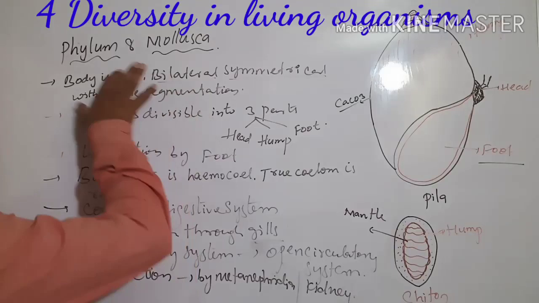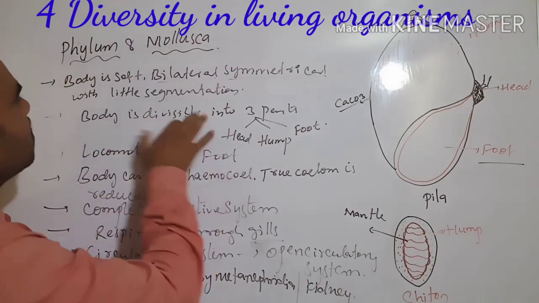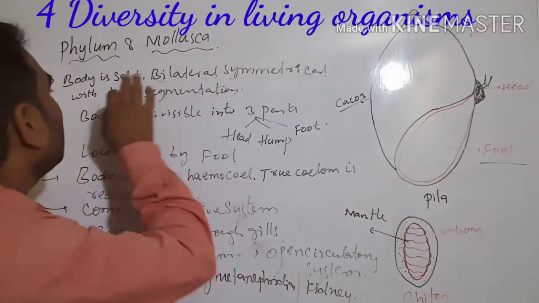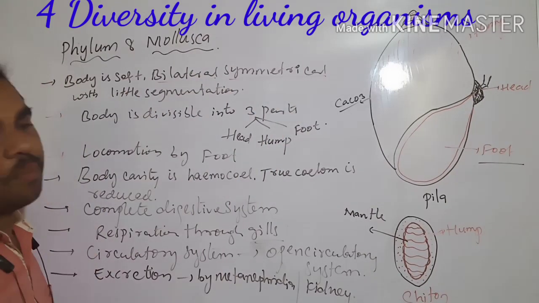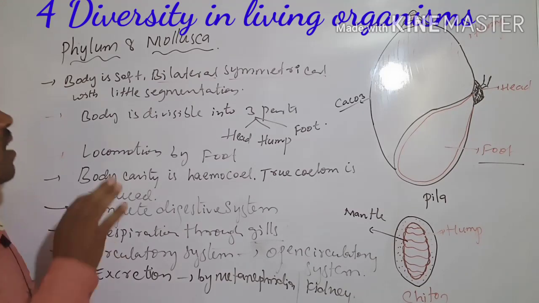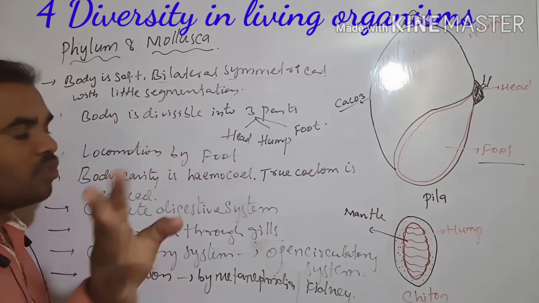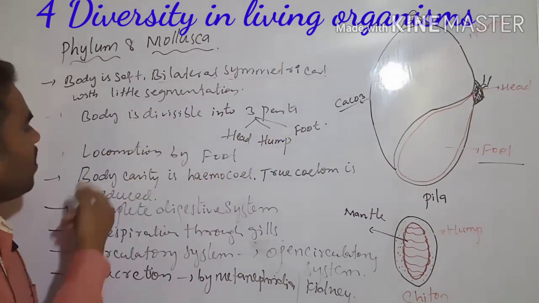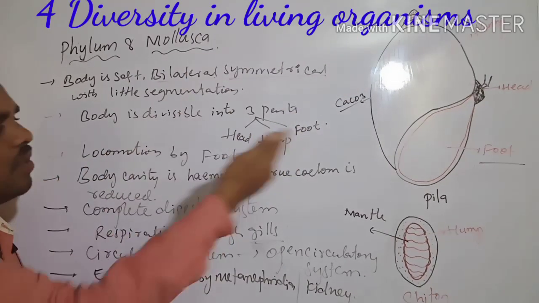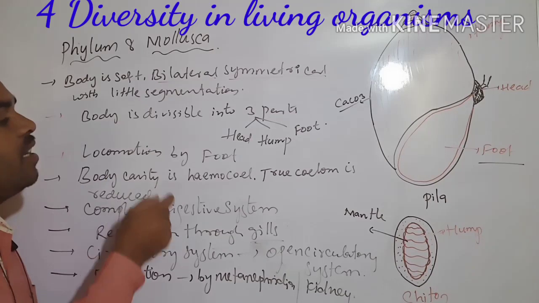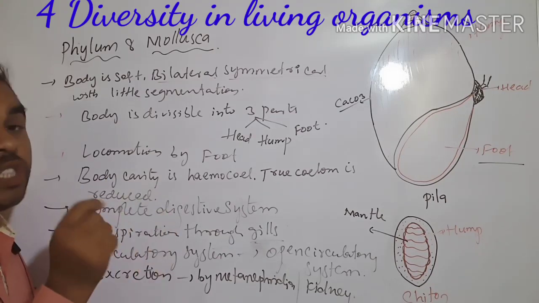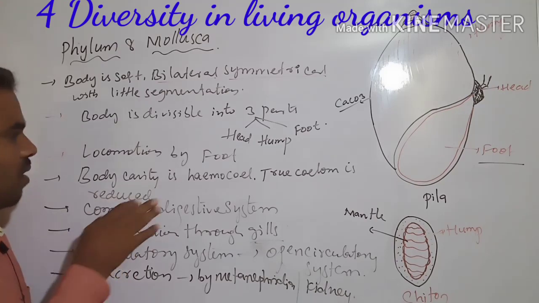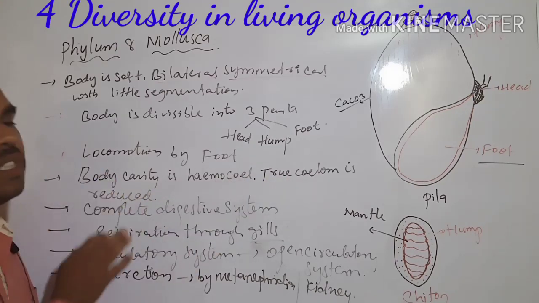We have to see once again phylum Mollusca. The body is soft, bilaterally symmetrical, and with little segmentation present in these organisms. Body is divided into three parts: head, hump, foot. Locomotion is by foot, and body cavity is a hemocoel. True coelom is reduced here.